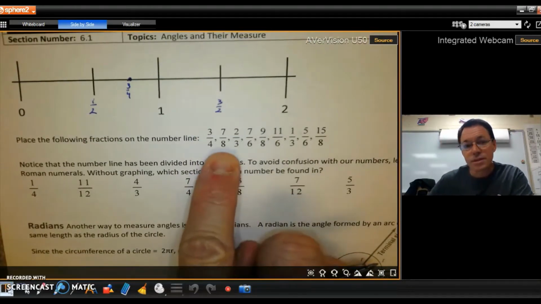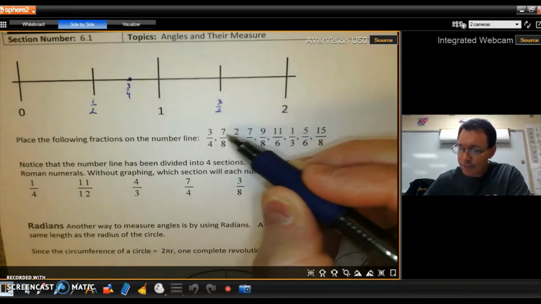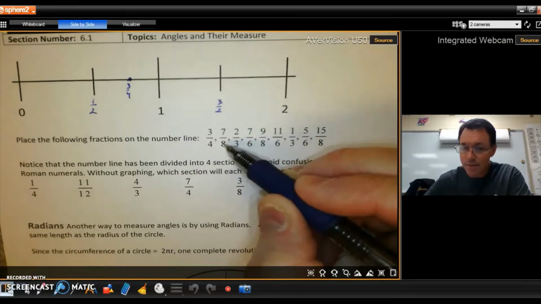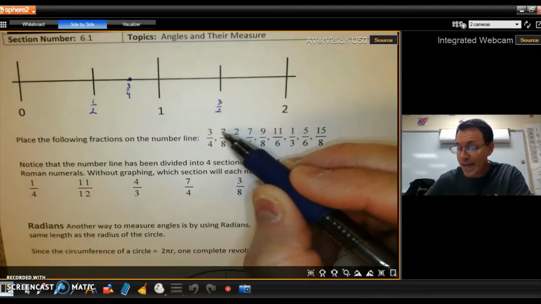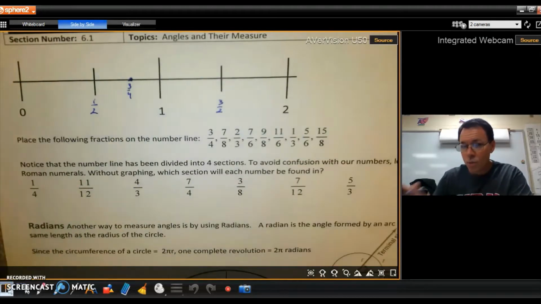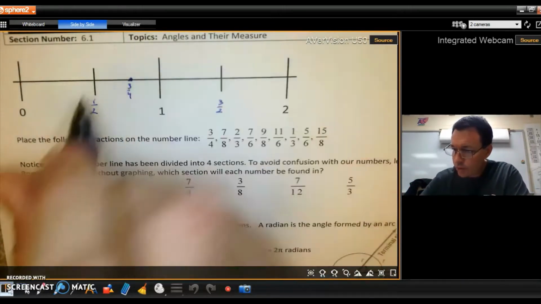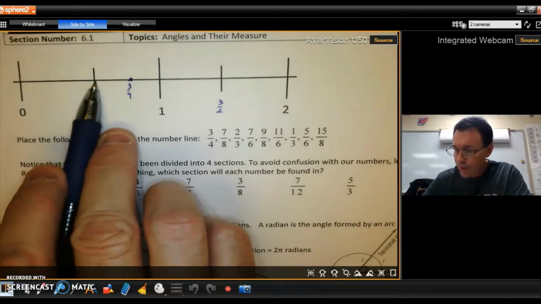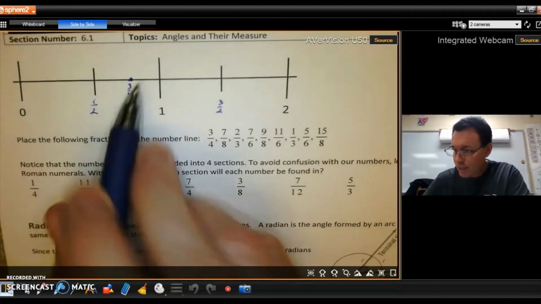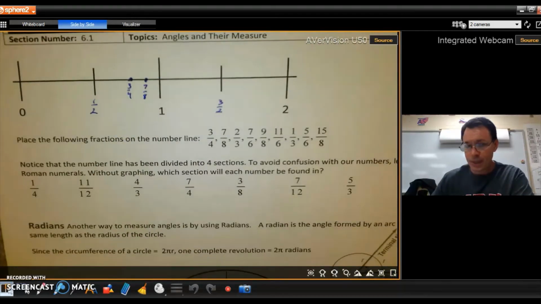How about 7/8? Where would 7/8 go? Think about the fact that 7/8 is a little bit less than 1. 8/8 would be exactly 1. So we are 1/8 less than 1. If this is a quarter, so we got 1/4, half, 3/4, this would be an 1/8, and that would be 7/8.